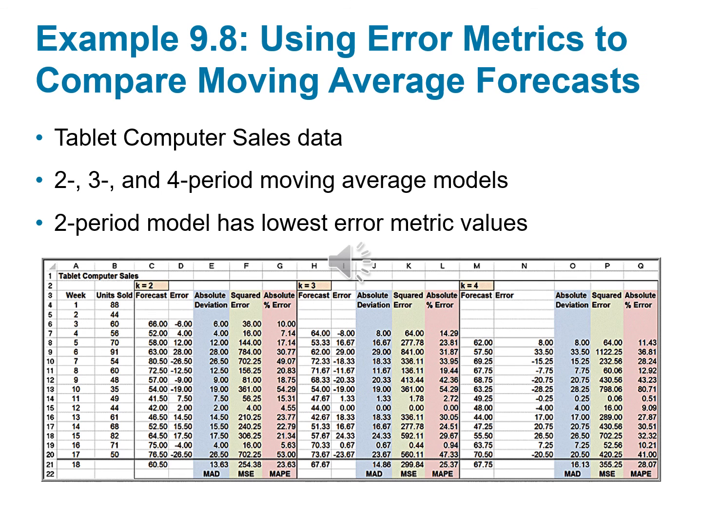Example 9.8, Using error metrics to compare moving average forecasts. Tablet computer sales data. 2-, 3-, and 4-period moving average models. The 2-period model has the lowest error metric values.